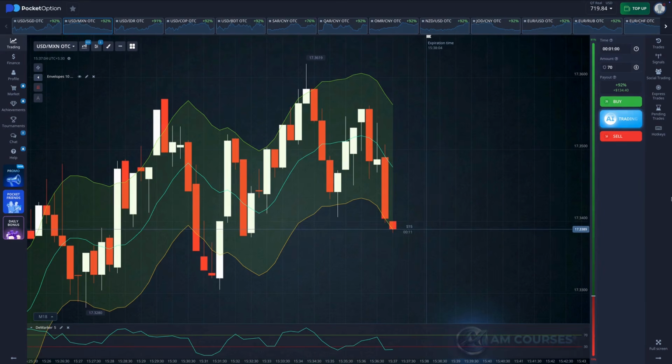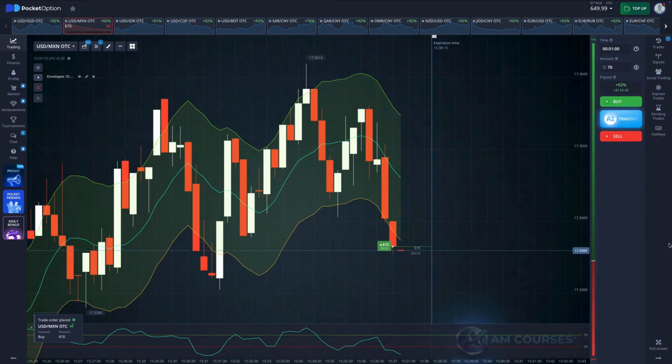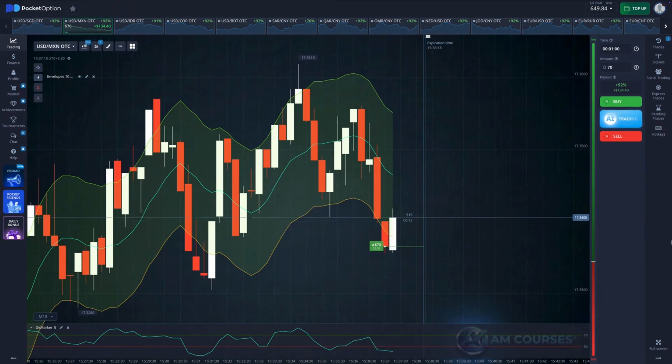Let's look at a live example to see exactly how this liquidity trap plays out in real time. Look closely at that aggressive red candle. It has completely breached and closed outside our lower ultra-tight envelope boundary. Now look right below it at the 5-period DeMarker indicator.